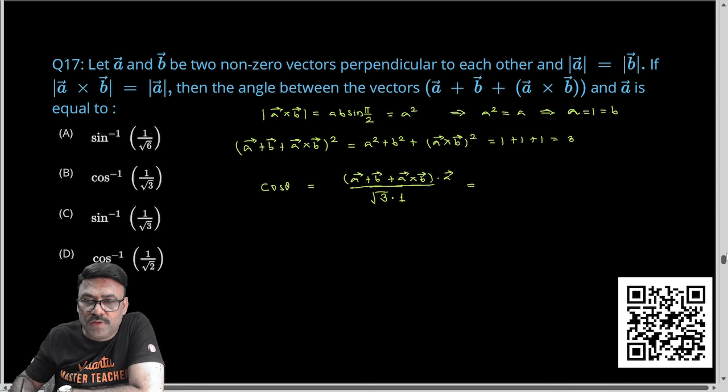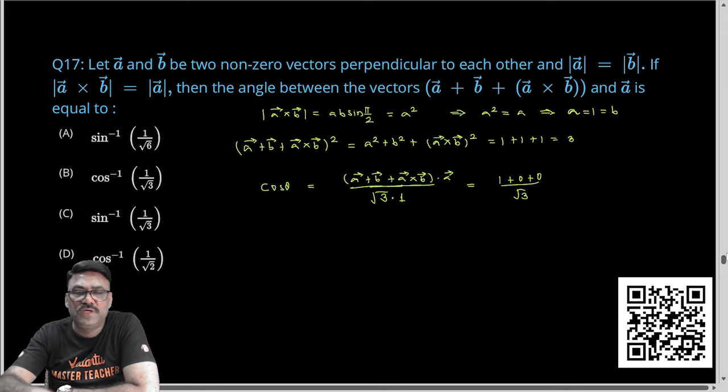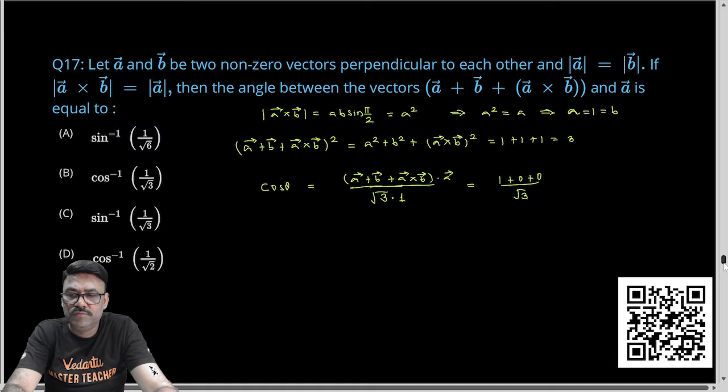Now the numerator is A dot A, which is 1, plus A dot B, which is 0, plus A dot A cross B, which is also 0. So the numerator is 1 and the denominator is root 3. Hence theta is cos inverse 1 by root 3, which is option B.